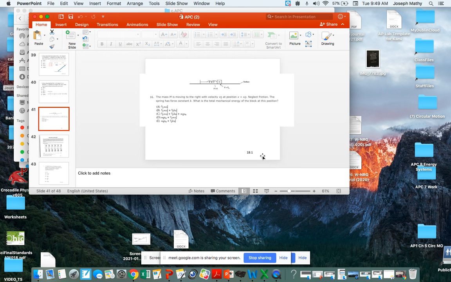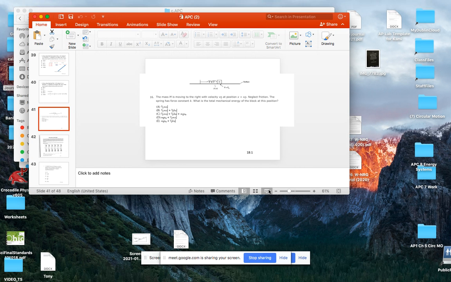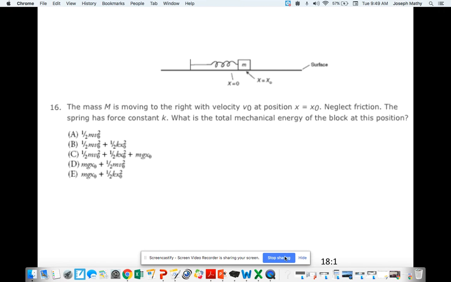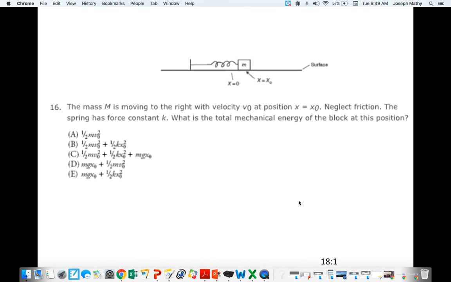All right, our problem today is a simple spring attached to a block on a surface. This is right out of an AP Physics C prep review, and it's a little confusing what they mean by x equals 0 and then x equals x naught. At first glance, that looks like it might just be the same thing. So let's see what it says.